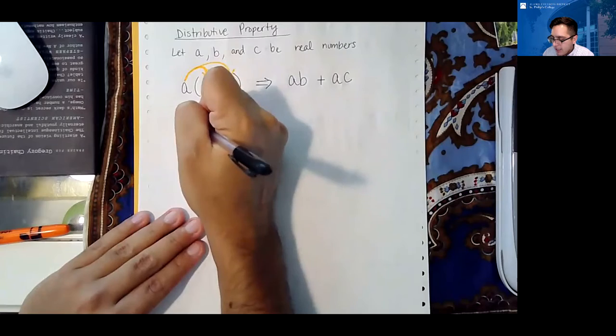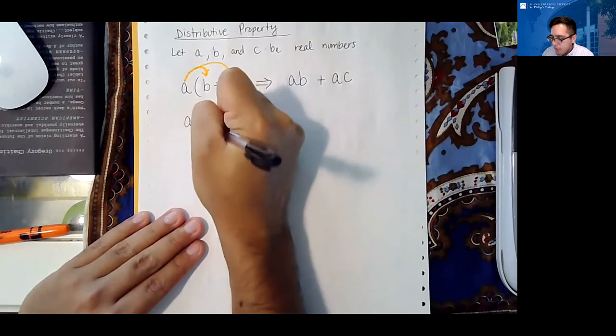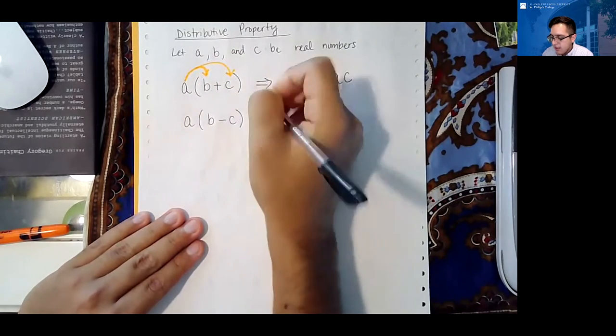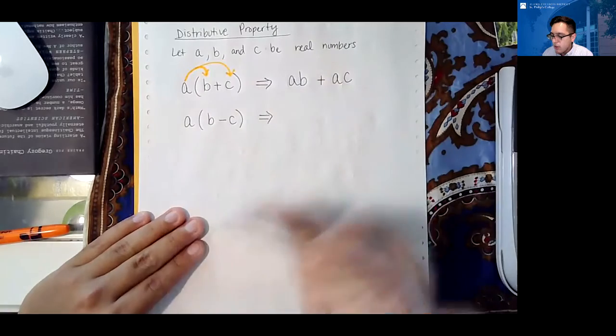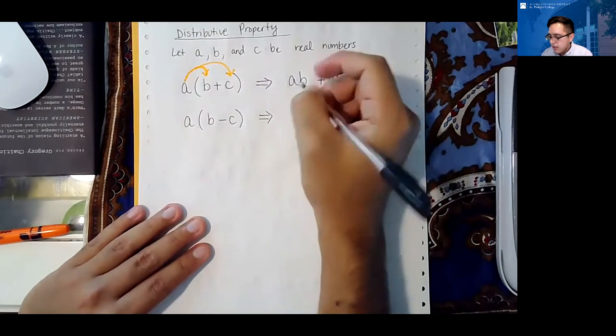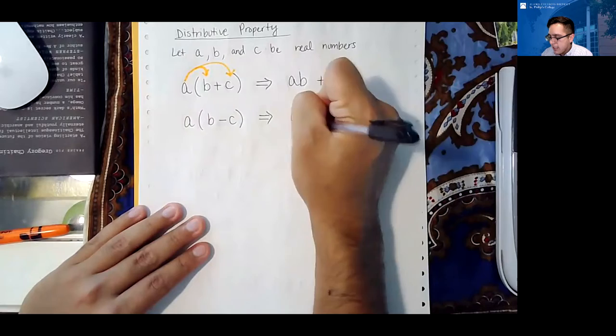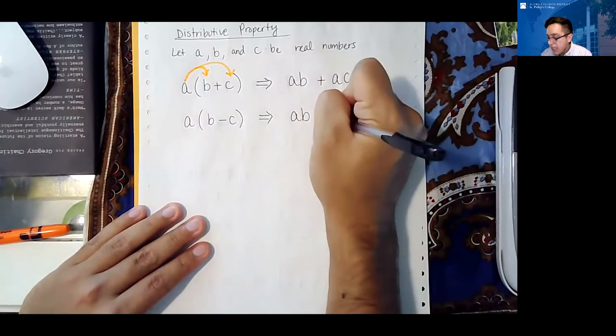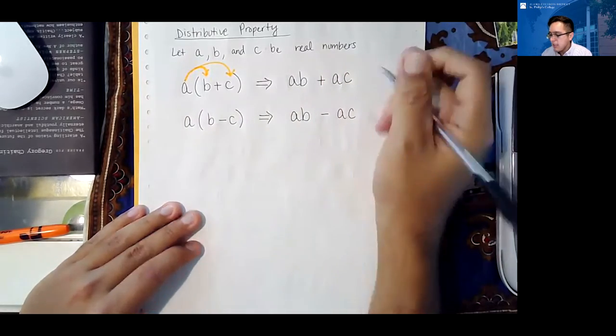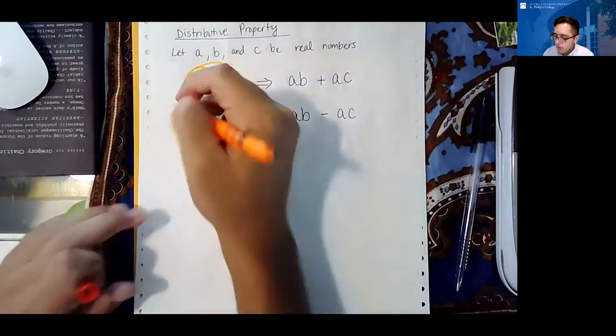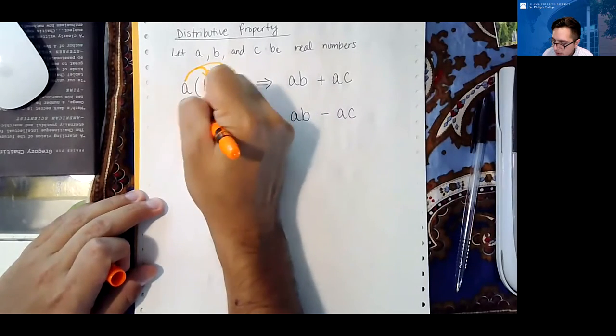Similarly, if I had A times (B minus C), then I can still distribute across subtraction as well. That would be A times B minus A times C. So two different flavors of the distributive property.